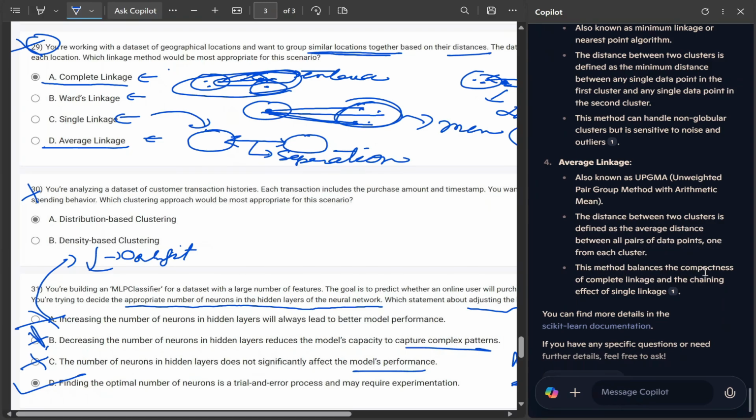The method balances the compactness of complete linkage and the chaining effect of single linkage. So in general, we use average linkage in normal scenarios, but depending on the scenarios, you can change it. So that's the base idea. You can also refer to the scikit-learn documentation that is given here, and it will give you a complete idea of that. So I highly recommend that you check it out.